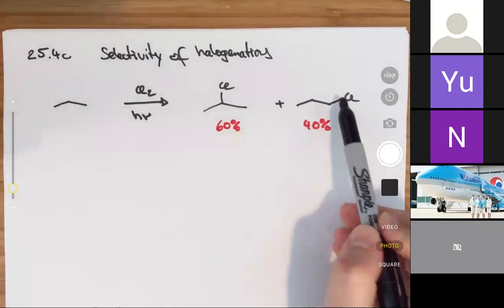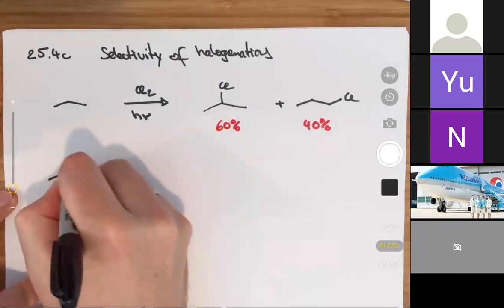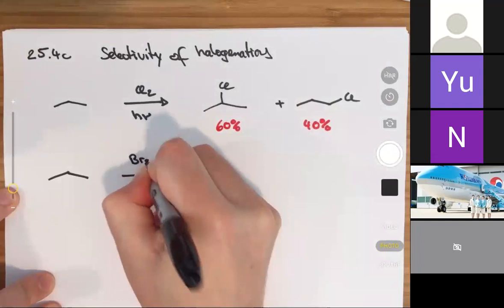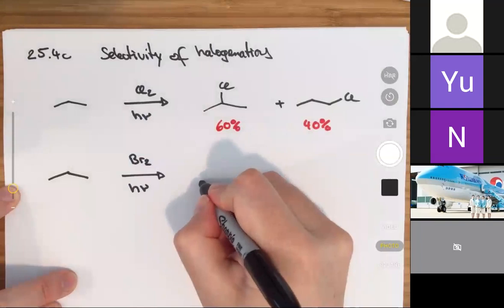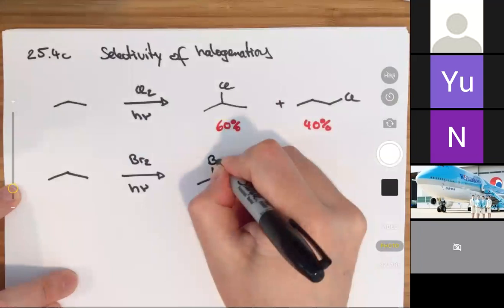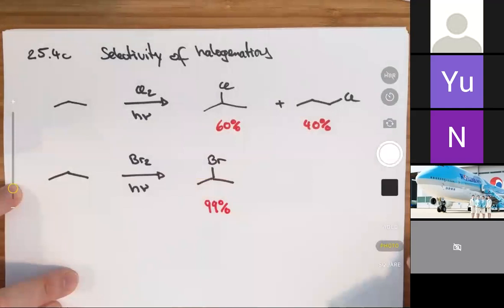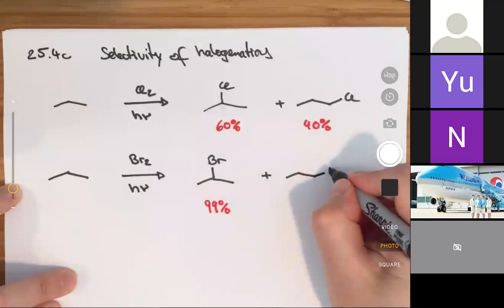Now, if you do the same reaction with bromine, so Br2, and again, we shine light on this. This reaction is much more selective. So in this case, we get 99% of the secondary bromination product. So this is 99%. And only about 1% of the primary bromination product.